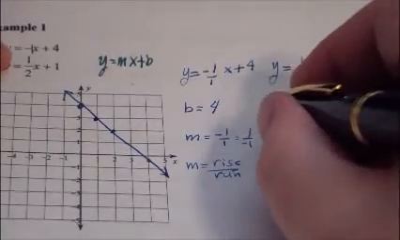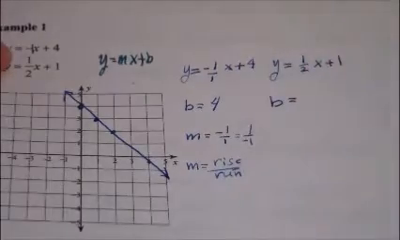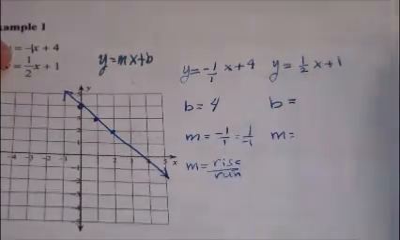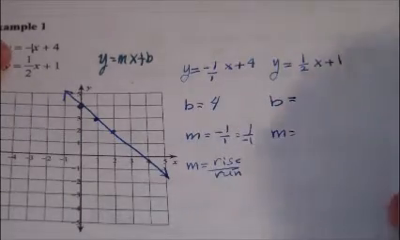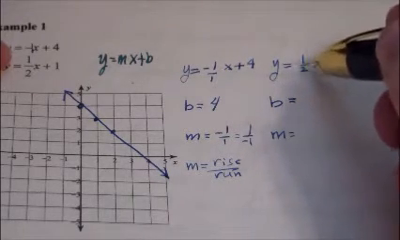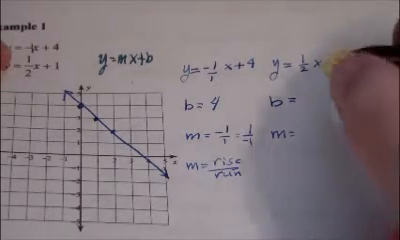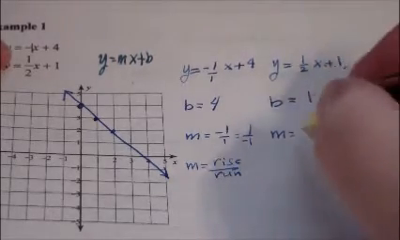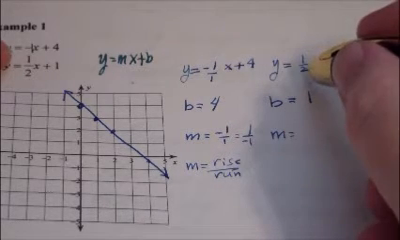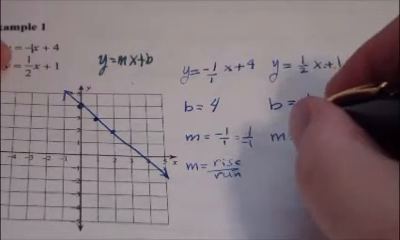Again, we need to identify our y-intercept, our b, where we cross the y-axis, and we need to know the slope for this equation, our m. So y equals mx plus b. B is 1. Okay, we need to find our m. Well, m is 1/2.